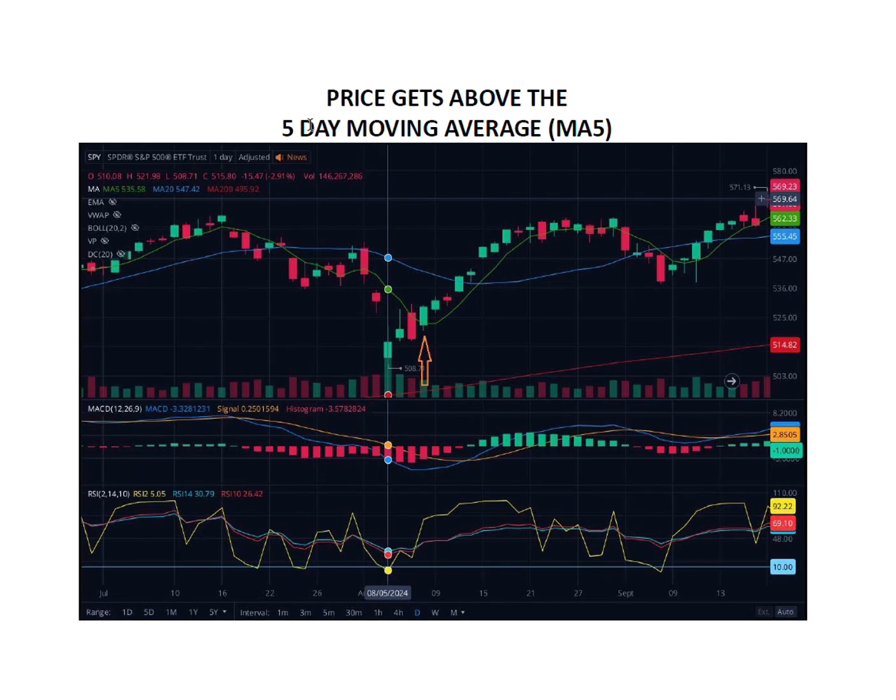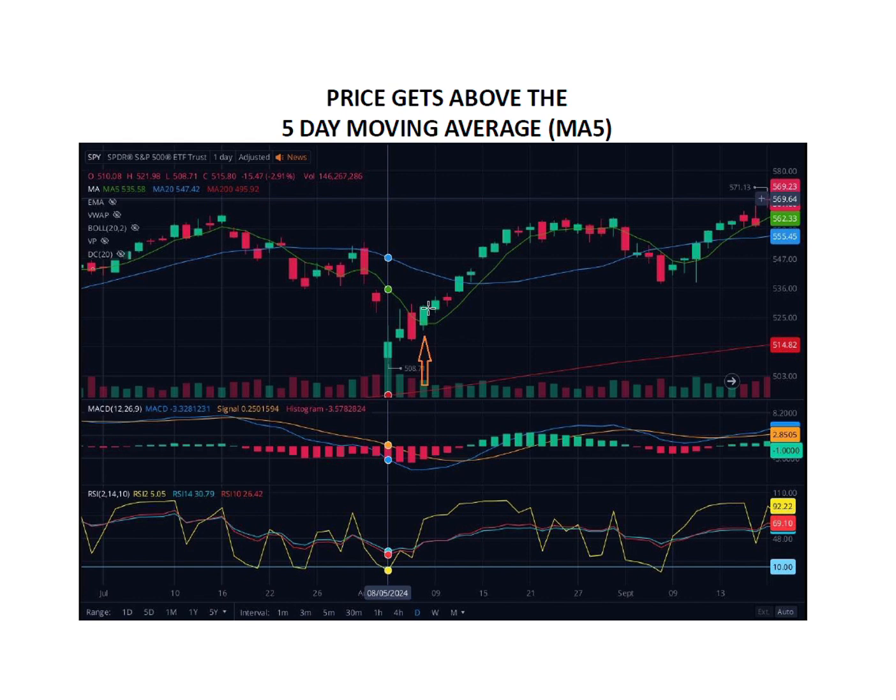Now the price gets above the 5-day moving average, all right? The MA5, that's a 5-day moving average. That's what that stands for, and that is what the letters up here stand for. It's in the chart. So what you can see here is this orange arrow that I've added. We closed a good ways above the MA5, all right?